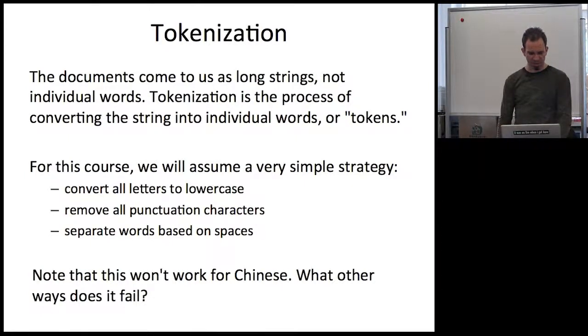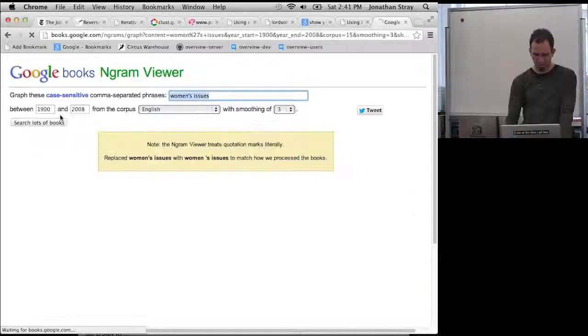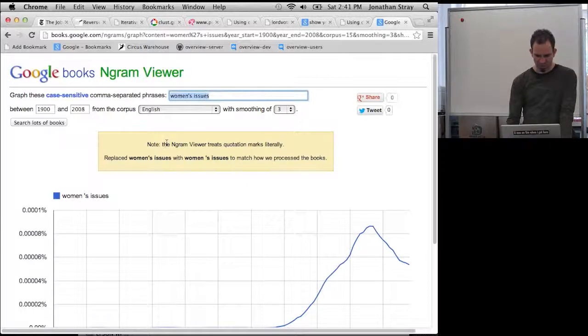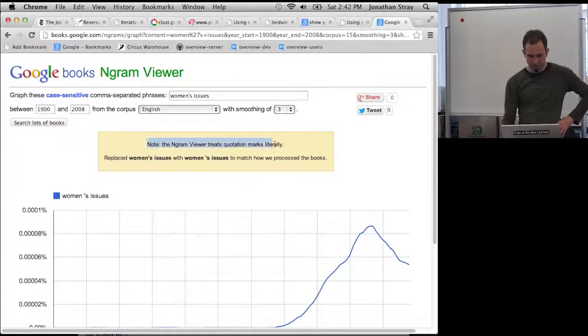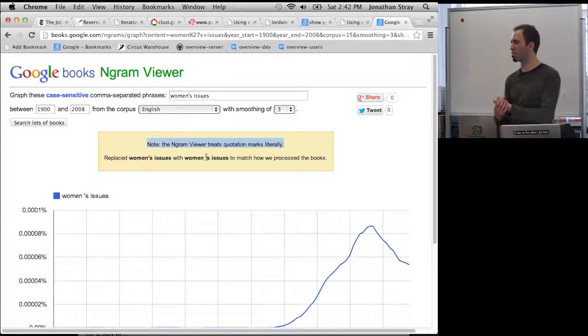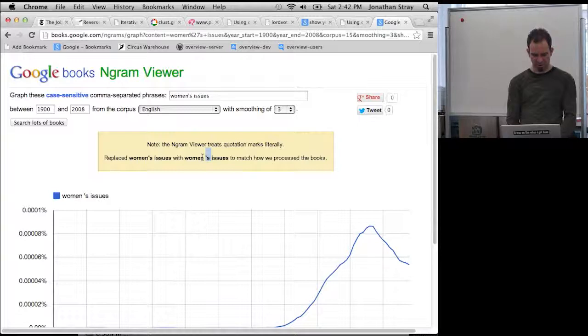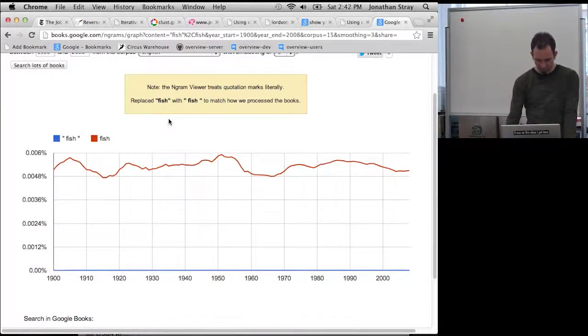And you can actually see some of this when Google talks about this. So I type in "women's issues" with the apostrophe s, and there you go. It treats quotation marks literally, so it keeps quotations, but what they've done is when they see apostrophe s at the end of a word, they turn it into a separate token. So women's issues, which I think of as two words, they're actually representing as a trigram, three tokens. And apostrophe s is one of their tokens. And they also keep quotation marks. So, you know, fish and "fish" are different. You can see that fish is unquoted much more of the time. Oh, actually, no, it looks like what they do is they turn a quotation mark into a separate token. And you can see that in how they have the data.